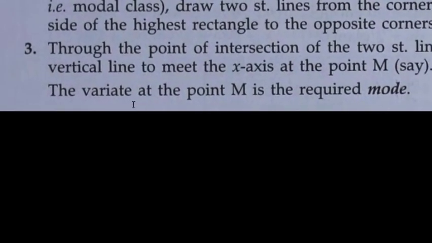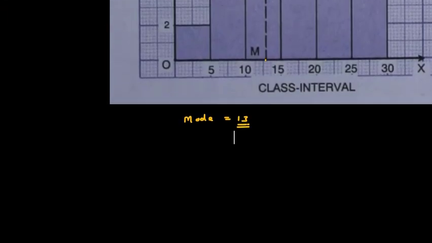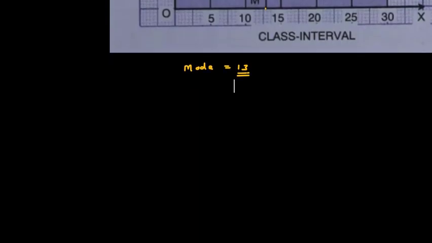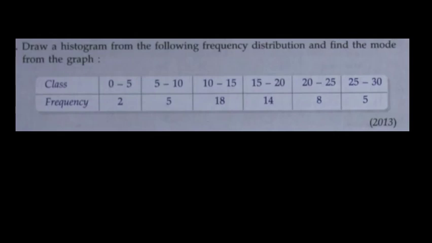Okay. So if you see the procedure, we have drawn a vertical line and it intersects the x-axis at point M. The variate at the point M is the required mode. So the value which you get at point M, that is your mode. So here in this example we have the mode as 13. Now let us see a few problems. Now this is the first problem from exercise 21.4.